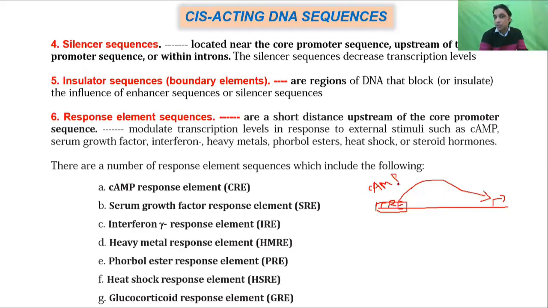If the cyclic AMP is not there, the CRE will not be activated and the gene will be expressed in a constitutive way, at a basal level. But in the presence of cAMP, it will express more than the basal level. Another factor is the serum growth factor response element, an important one. It will be activated in the presence of serum growth factor in the same way.